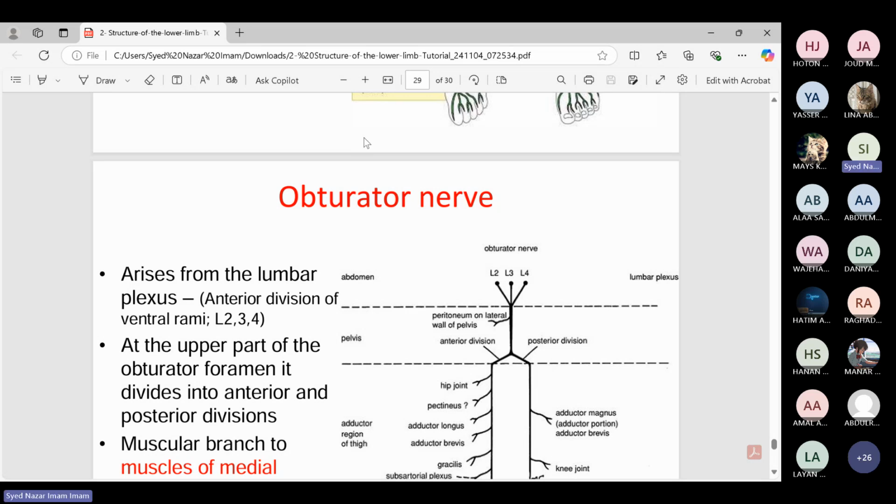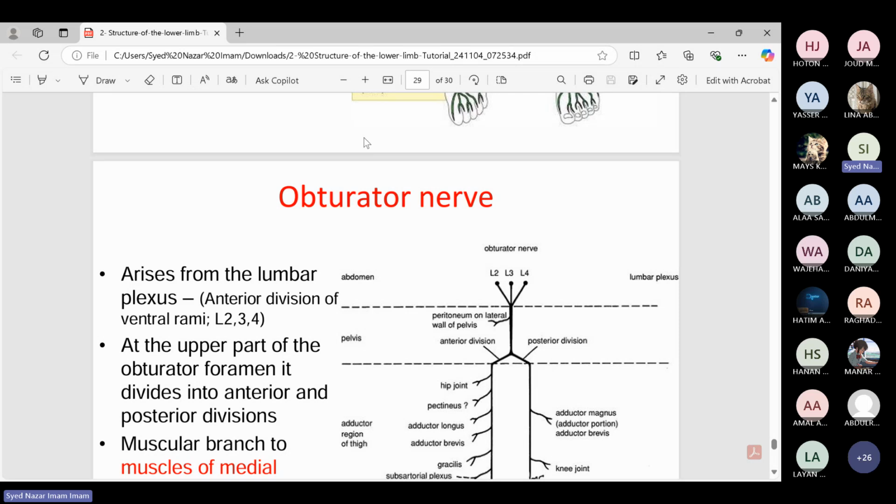Now, in the posterior compartment, we have the superficial group and the deep group. In the superficial group, we have three muscles. They are called calf muscles: gastrocnemius, soleus, and plantaris. And these are attached through a common tendon called the tendocalcaneum to the posterior part of the calcaneum. And the deep group muscles are the flexor muscles. They are called tibialis posterior, flexor hallucis longus, and flexor digitorum longus.